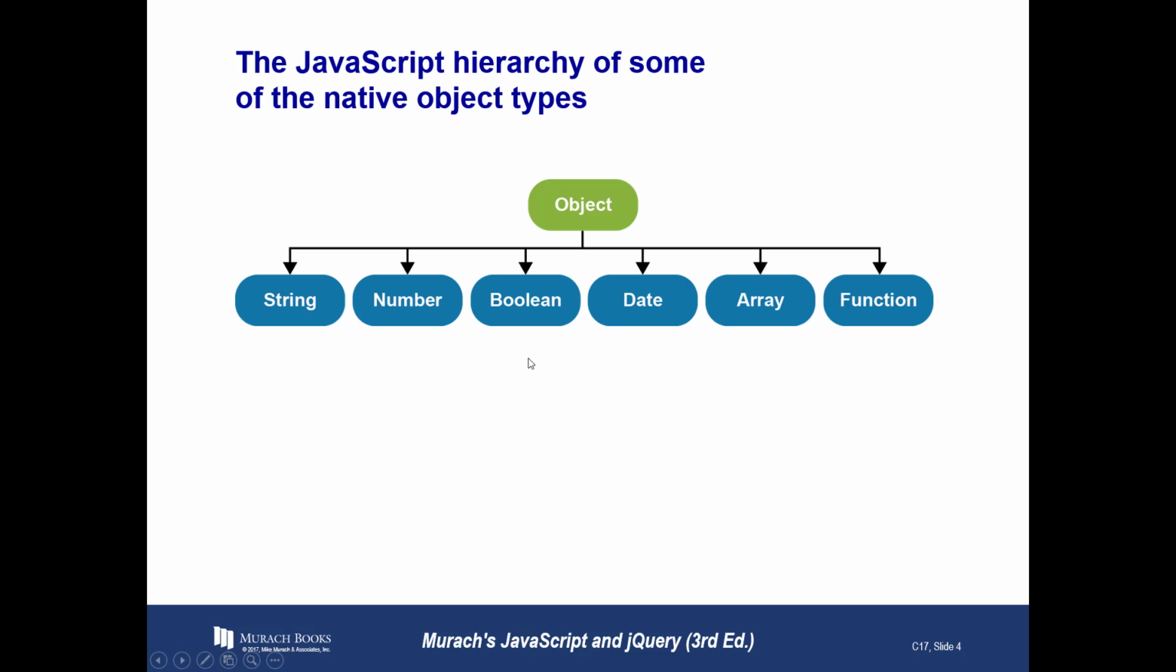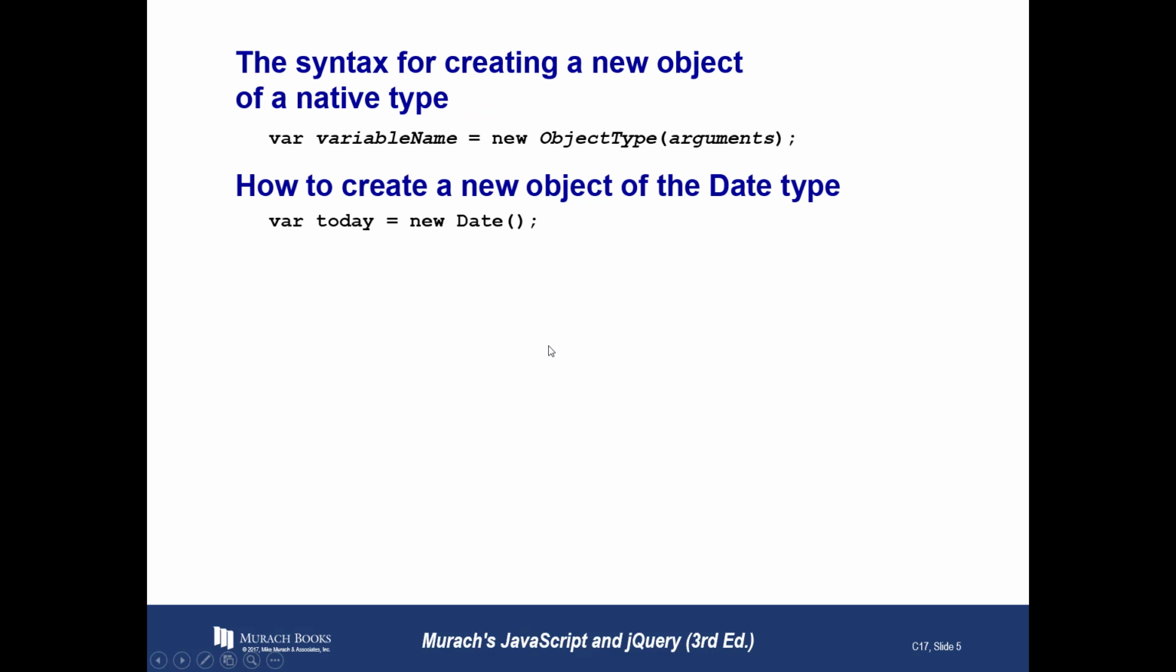So the JavaScript hierarchy of some of the native object types. Every time you create a date, you're creating a date object. When you create a new array, you're creating an array object. When you create a function, you're creating a function object, etc. I'm not going to read all those to you.